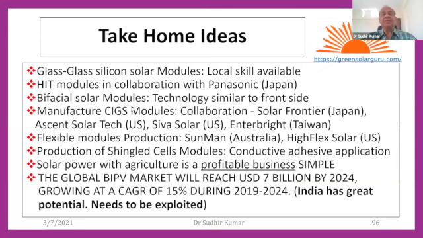The manufacture of CIGS modules. This is the best thing, I love it. CIGS. This must be taken up. Somebody must take the lead in this CIGS. And collaborations can be done with Solar Frontier Japan, Ascent Solar Tech US, Siva Solar US, Enterbrite Taiwan. Enterbrite is already being imported in the country. But with these countries, Taiwan, one can have collaboration on the CIGS modules. I had already explained why CIGS is good in the last lecture. CIGS is a very nice thing to happen. There are so many qualities. I will not repeat them here again.